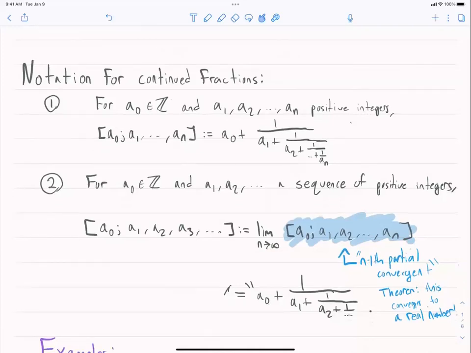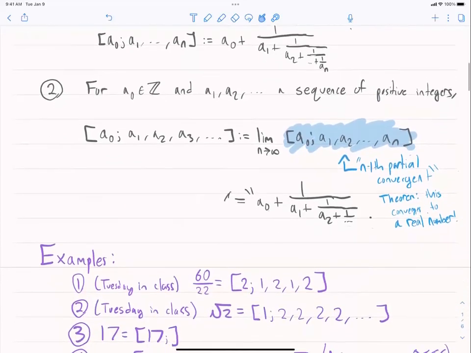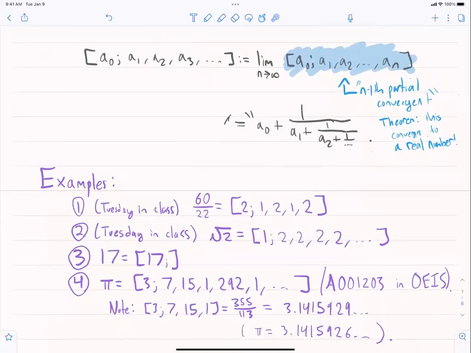Okay, so good, but this is just notation for this idea that we introduced in class on Tuesday. But let me recall the examples we discussed. We talked about how 60 over 22 has this notation 2, 1, 2, 1, 2. And then at the end of class, we saw that square root of 2 is 1, 2, 2, 2, 2, 2, and so on.